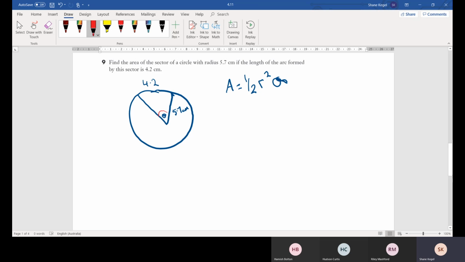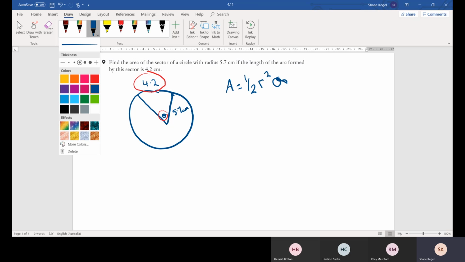And my unknown value I need to find is theta here. I can use my length of arc formula, because I'm given the length of the arc, to then derive theta, because I'm given my length of the arc and my radius, meaning I'll only have one unknown. So I must find this theta value before I can equate the area of that sector.